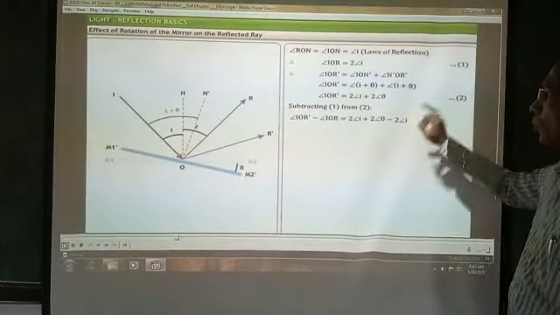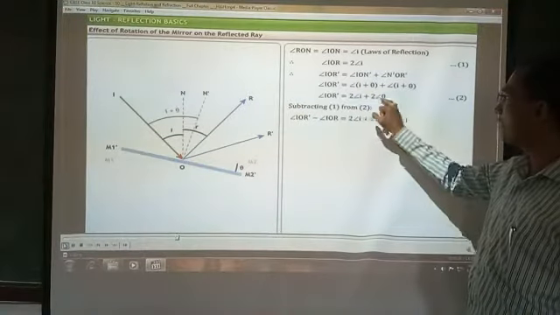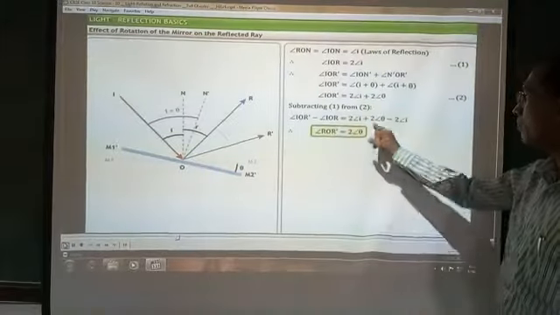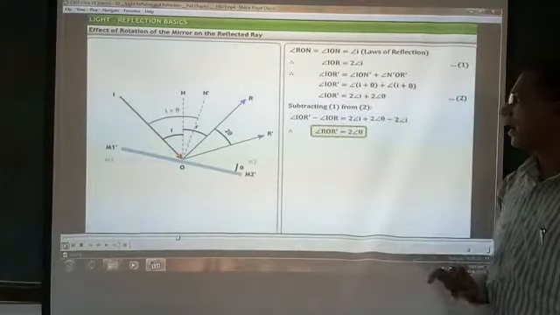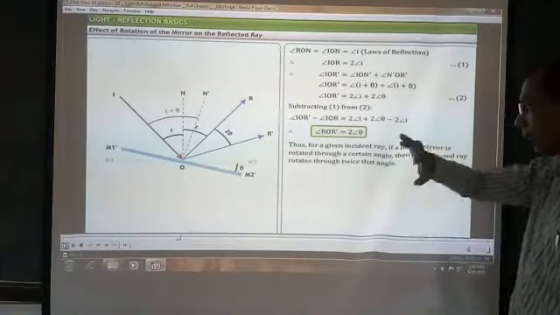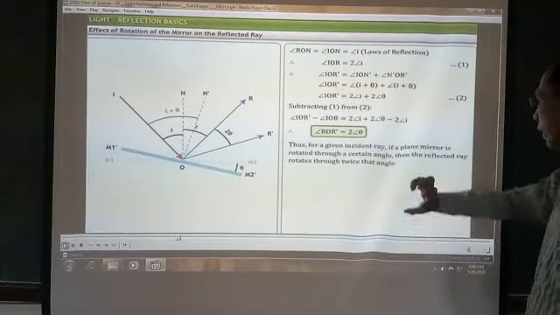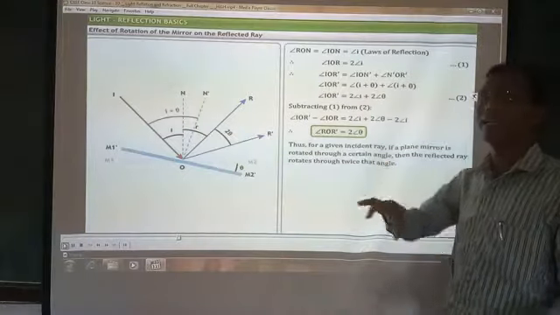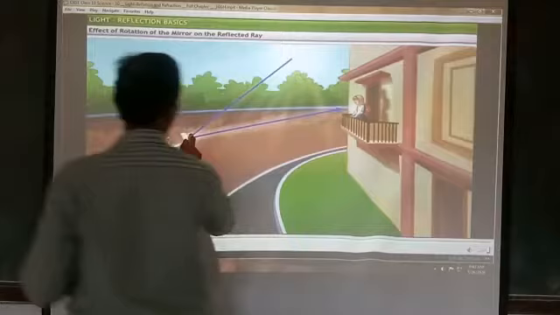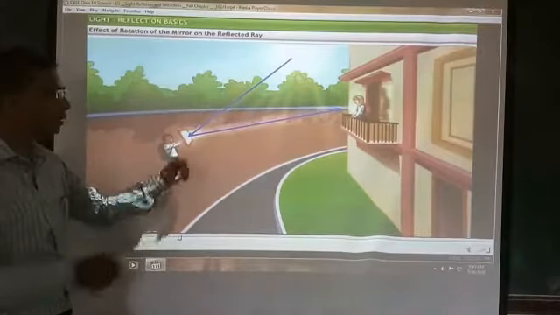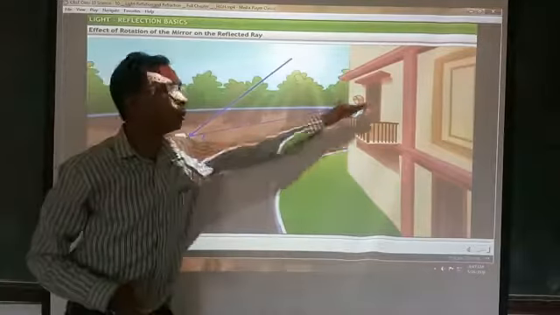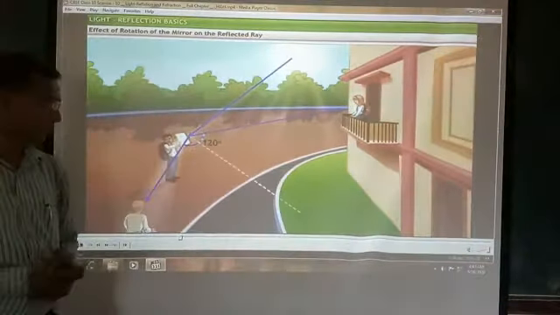So subtracting 1 from 2, we obtain twice I plus twice theta minus twice angle I. Both cancel and we obtain twice theta. So for a given incident ray, if a plane mirror is rotated through a certain angle, then the reflected ray rotates through twice that angle. So it means twice theta. The incident angle will be changed by rotating the plane mirror, and the reflected angle will change by twice that.